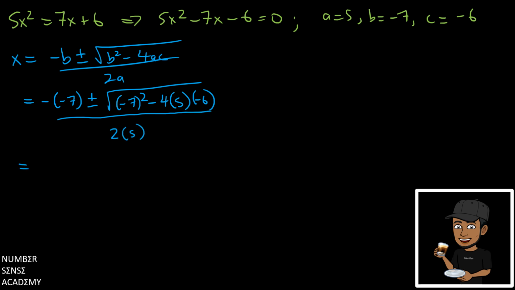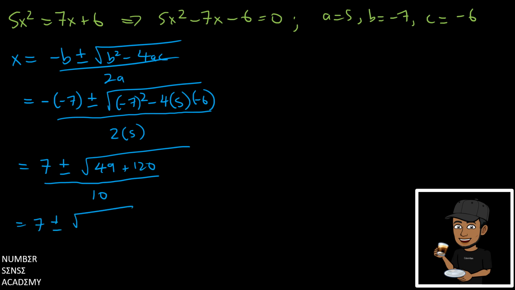So what I have is negative of negative 7, which is positive 7, plus or minus 49. I have negative 4 times 5, which is negative 20, and negative 20 times negative 6 is going to be positive 120. So I have 120 underneath. And then I have 2 times 5, which is 10. If I continue, I have 7 plus or minus 169 again over 10.